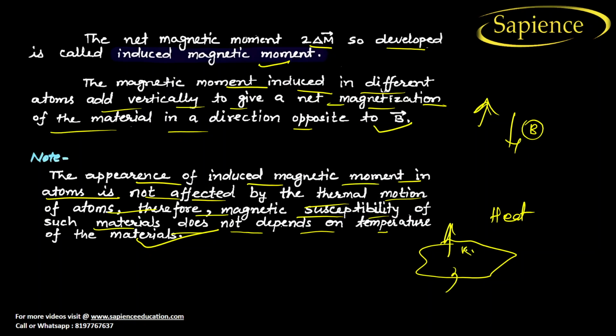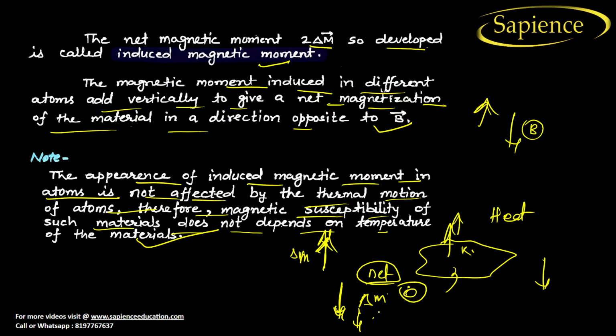There will be an increase in kinetic energy and a change in magnetic moment. Since upward and downward both will change, let us suppose delta m has changed in both, so the net moment will be zero. Why? Because if it has increased in this direction, the same amount of magnetic moment will increase in the opposite direction. Both are in opposite directions, but the magnitude will be equal, so they will cancel each other.